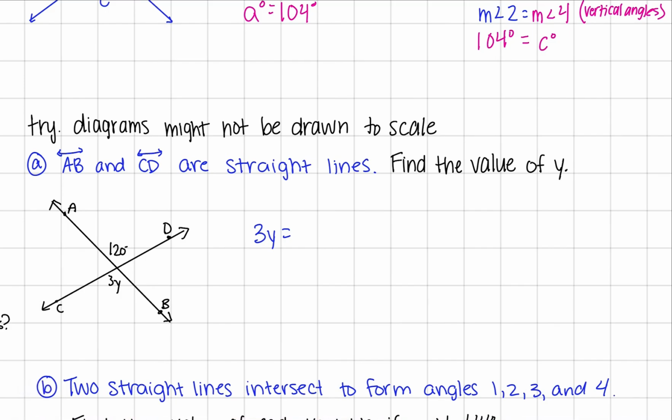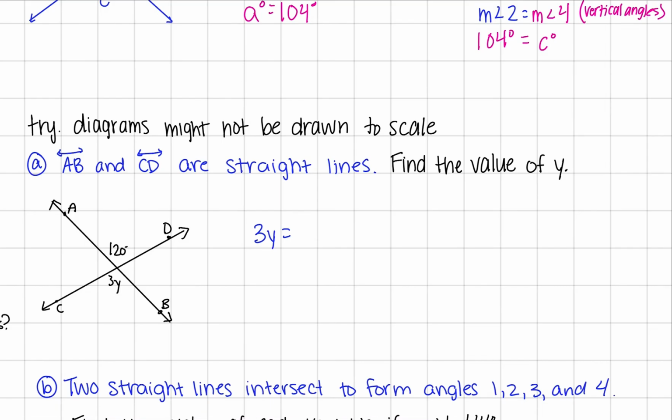Okay, so in your notebook, you're going to write what's in blue. Line AB and line CD are straight lines. Find the value of Y. I started it for you, 3Y. Okay, pause this video. I want you to try and solve, and then come back and check your work.